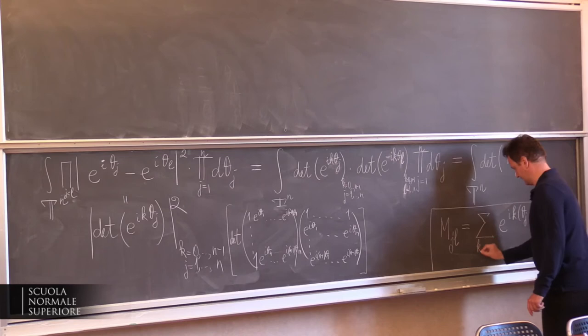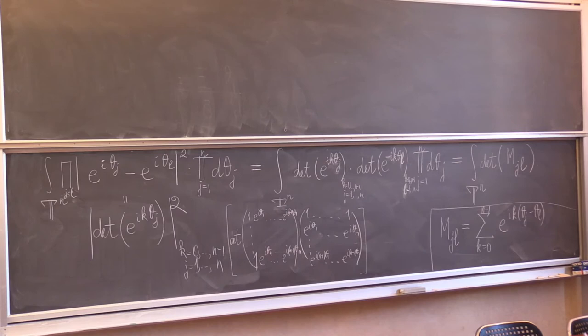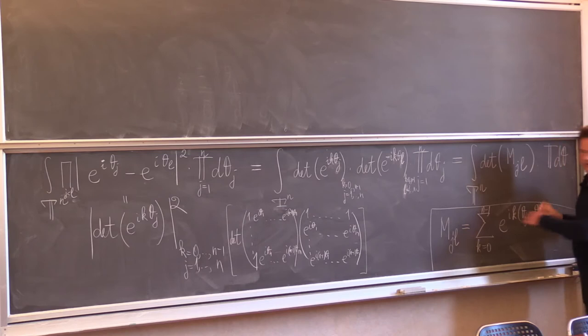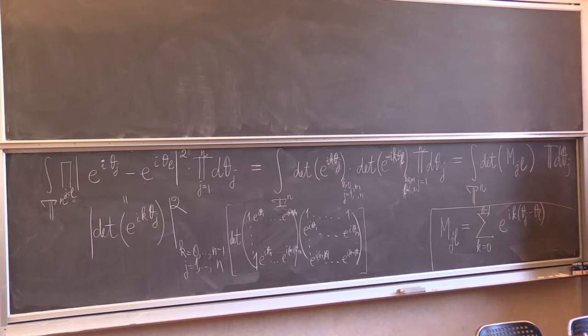And the integration is in d theta. Well, you can write j or you can write l. So this is the determinant of the matrix. There are n variables. And this is the determinant of this matrix. So now, how does one compute such a determinant?